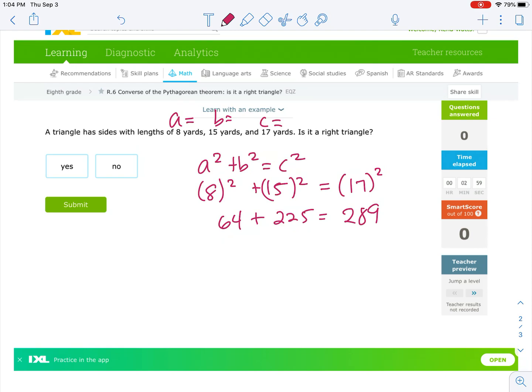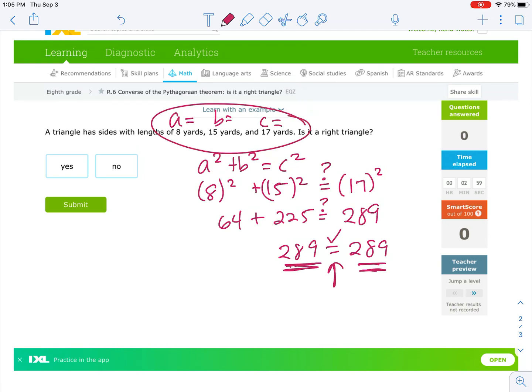When we add 64 and 225 together, we get 289. So you see here that these two numbers are equal, and this equal sign, therefore, is true. So we should have had a question mark. We didn't know until we got to the very end. This side does, in fact, equal this side. That means that the hypotenuse and the two legs are a right triangle. They did give us the measurements for a right triangle, so the answer is yes.